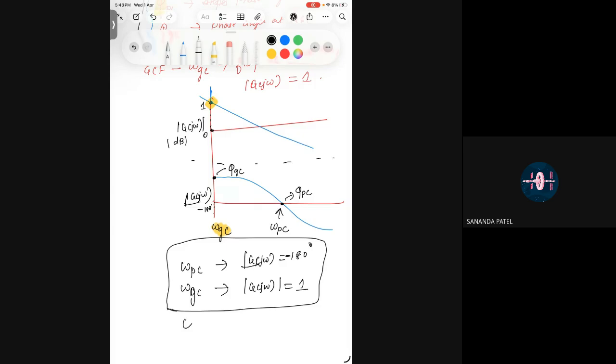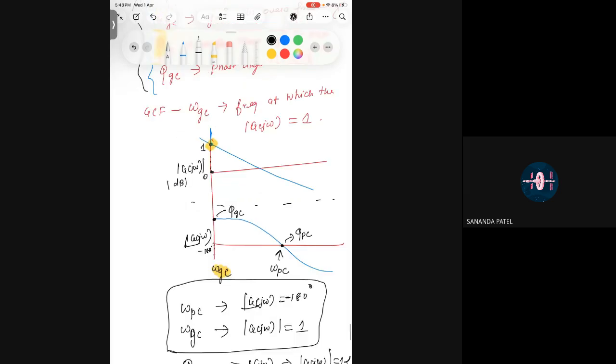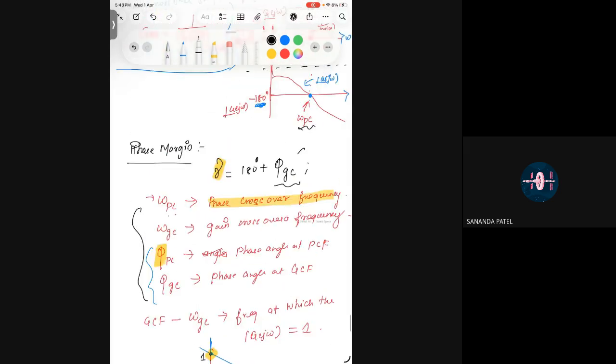So your important term here is the phase angle at gain crossover frequency. That is the phase angle whenever G of j omega equals 1. So that's what I have given here, the one I explained now. If you add 180 degree to that, then it becomes the phase margin.